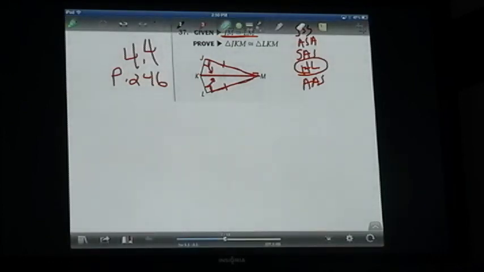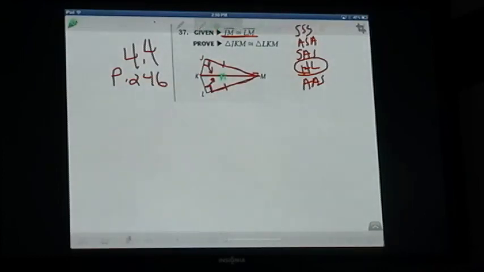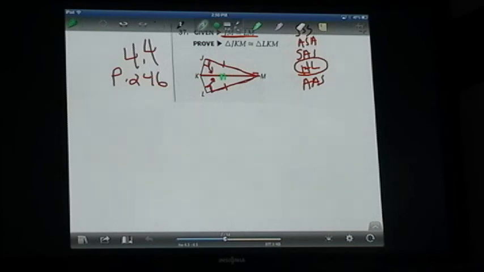wow, that didn't come out so well. Let me try that again. Okay. We have to prove that that side is congruent to itself, which is not a big deal.